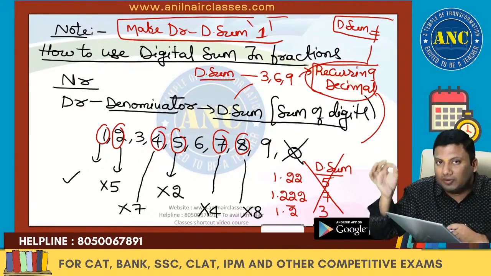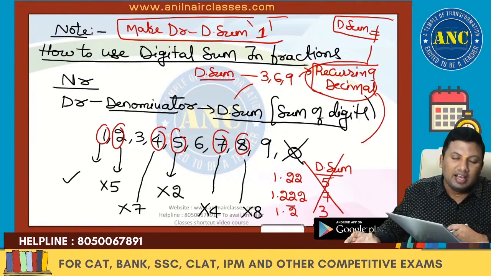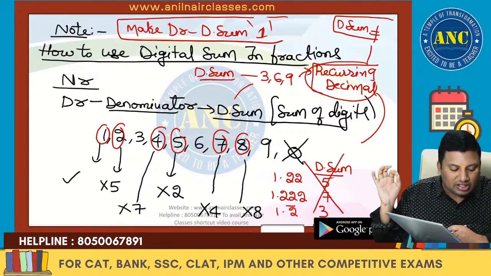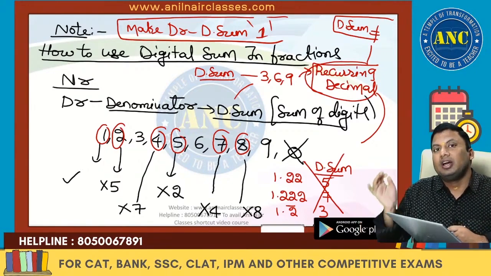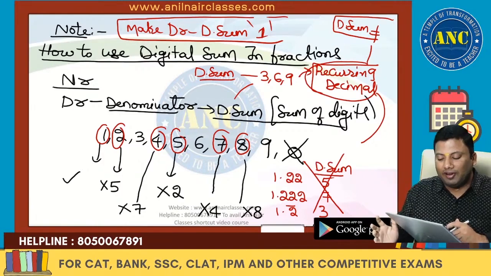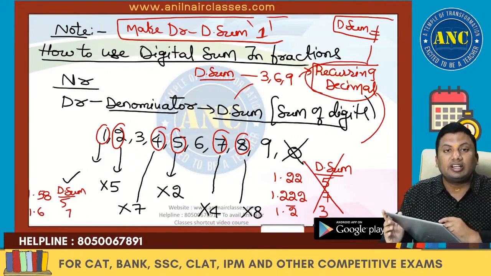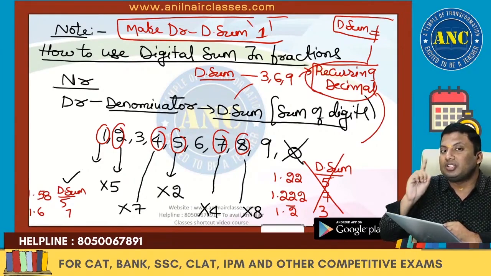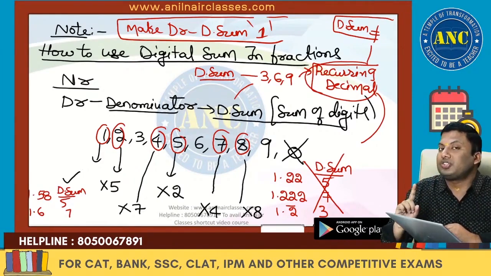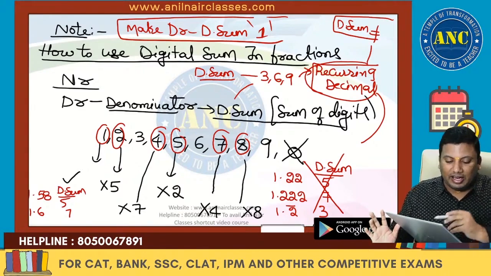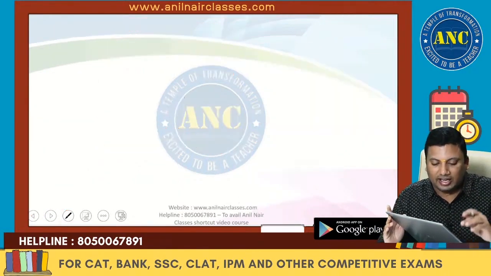Digital sum does not work when the values are approximated. Digital sum does not work for recurring decimals. For example, 1.58. Digital sum is nothing but 5. If I approximate it to 1.6, digital sum is 7. So digital sum does not work when the values are approximated, or for recurring decimals. Extremely important slide, sir.